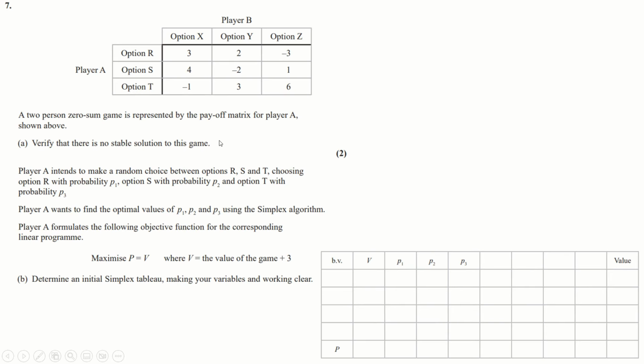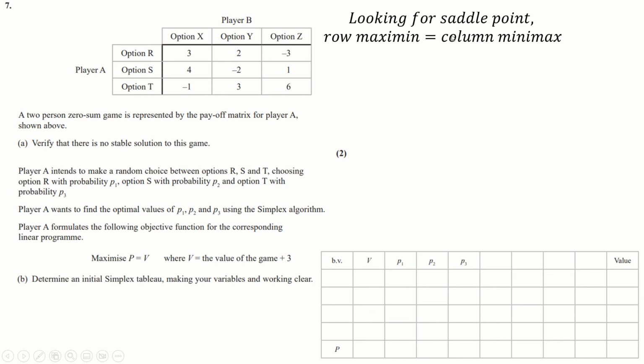The game theory question then: there's no stable solution if there's no saddle point, which means the row maximin does not equal the column minimax. These are just if-and-only-if conditions, so you can just look for them. So the row maximin: we're looking for the maximum of the minimums of the rows. So the row minimum here is -3, here is -2, here is -1. The maximum of those is -1.